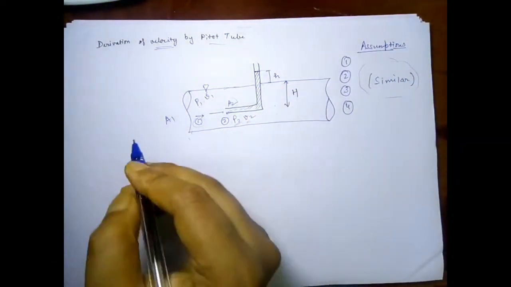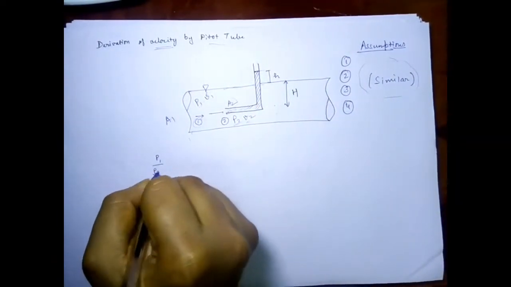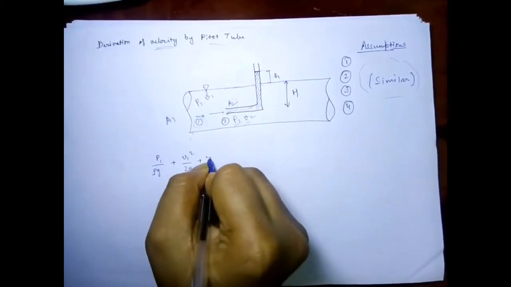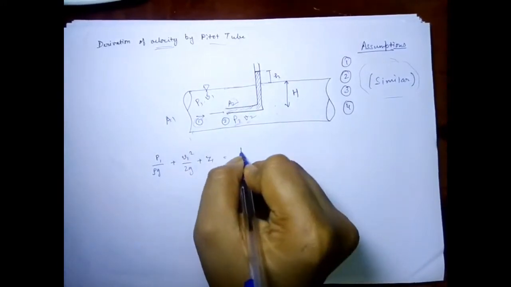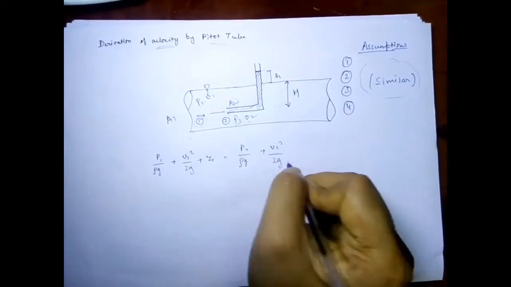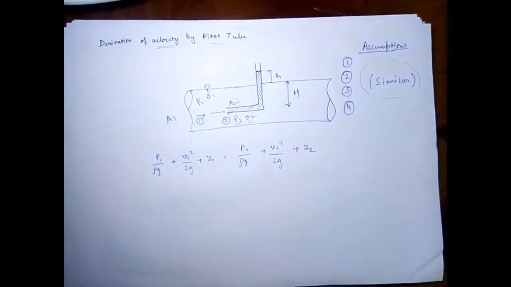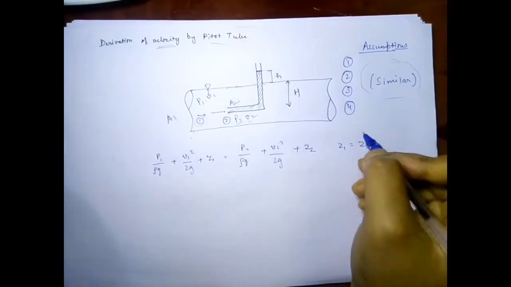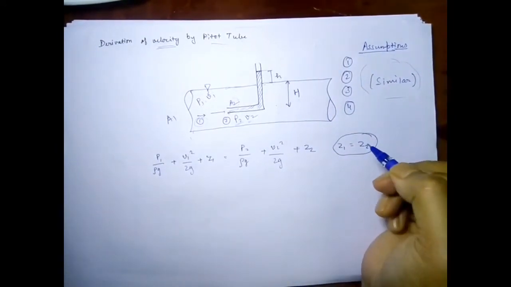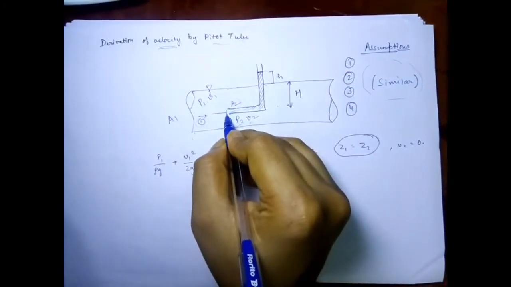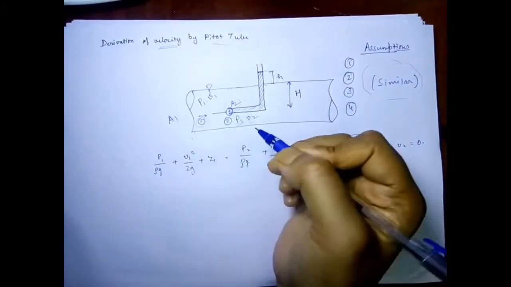So let's apply Bernoulli's equation: P1 upon rho g plus V1 square upon 2g plus Z1 is equal to P2 upon rho g plus V2 square upon 2g plus Z2. You can say that Z1 is equal to Z2. And also note one thing, that V2 is equal to 0. The velocity at this place will be almost equal to 0.